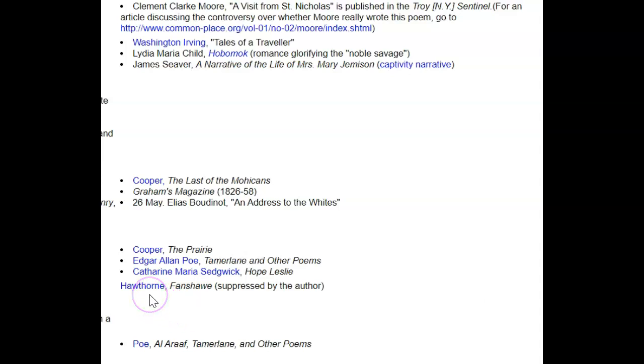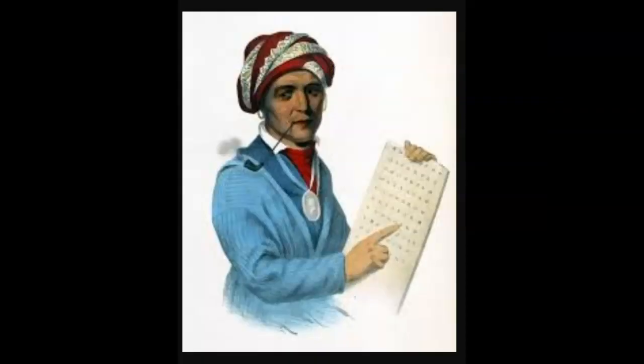Hawthorne, one of my favorite American authors, wrote Fanshawe. We'll get a little bit more to him in the next decade. And Poe is continuing to publish his poetry. He's an editor. He's got an incredible life. All right, folks, that wraps up this decade of 1820 to 1830.